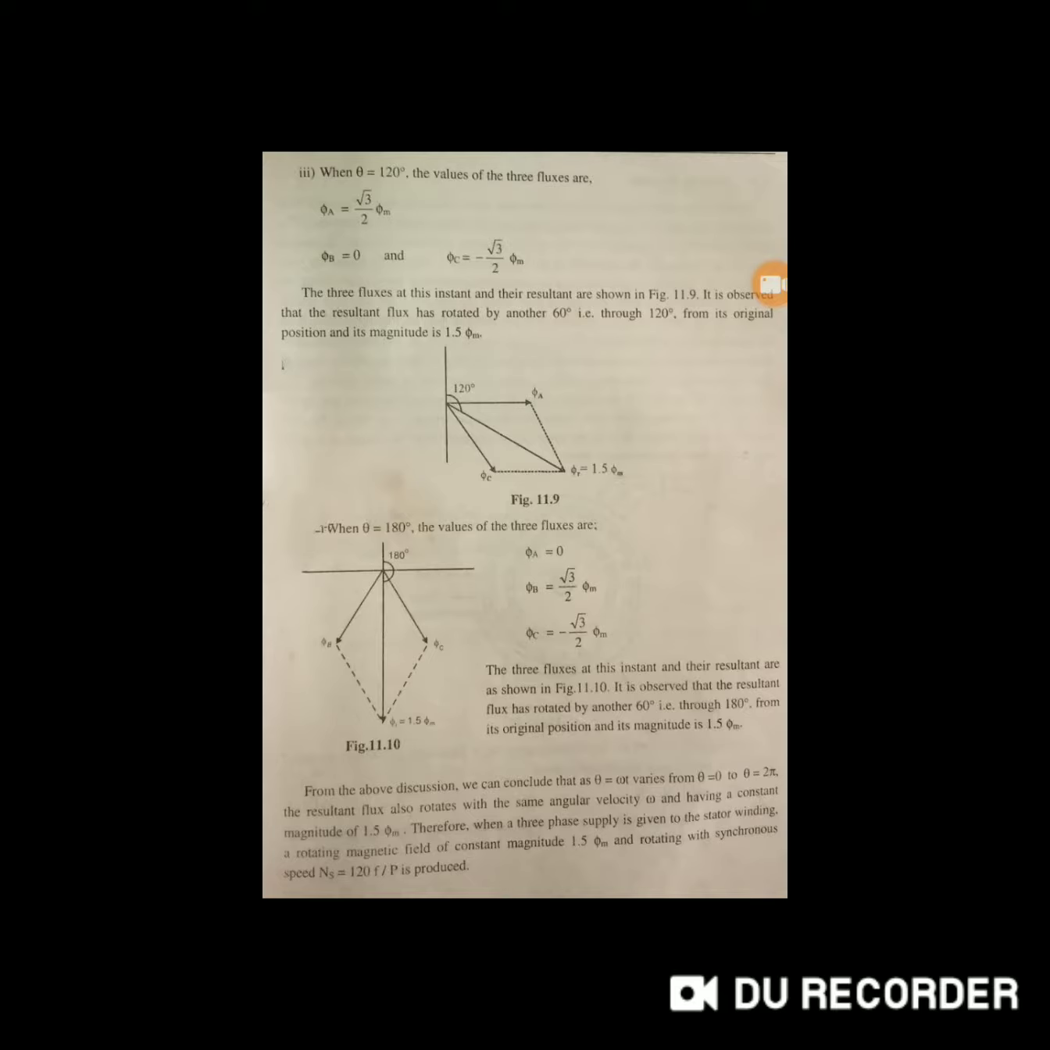From this rotating magnetic field, we can conclude, as I said, theta equal to omega t, from theta equal to 0 to theta equal to 2 pi, the resultant flux also rotates with the same angular velocity omega and has a constant magnitude of 1.5 into phi m. Therefore, when a three-phase supply is given to the stator winding, a rotating magnetic field of constant magnitude 1.5 phi m is produced, rotating with the synchronous speed Ns equal to 120 f by p.